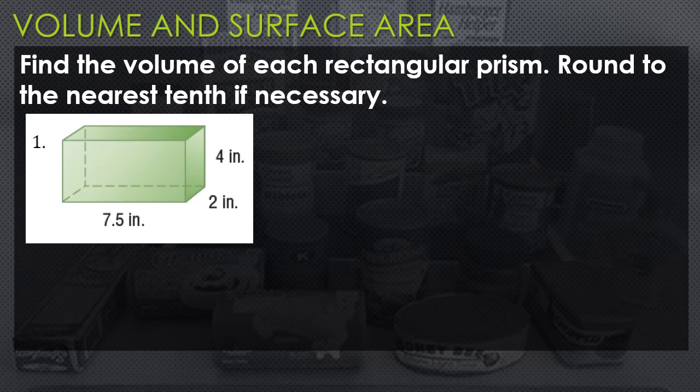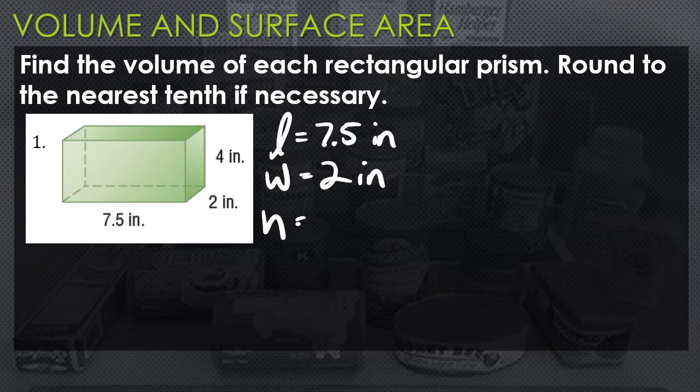Here's what this looks like. Our very first step: we need to find the volume of this rectangular prism. So let's figure out what our length, width, and height are. Our length is going to be 7.5 inches. Our width is going to be 2 inches. And our height is going to be 4 inches.